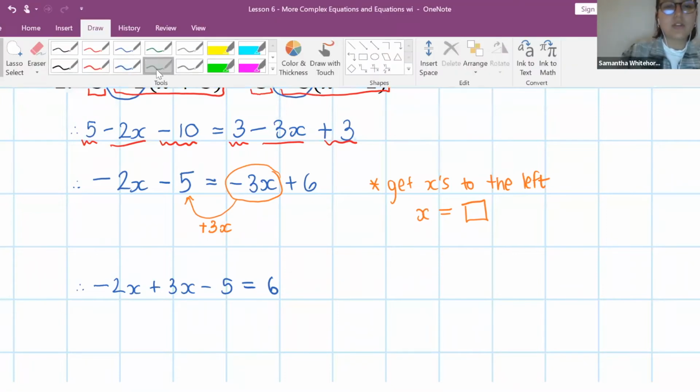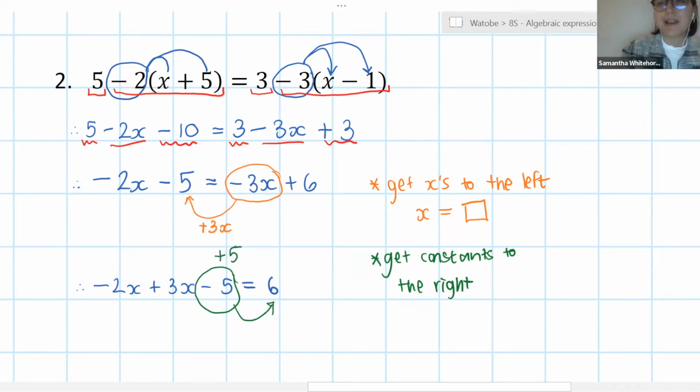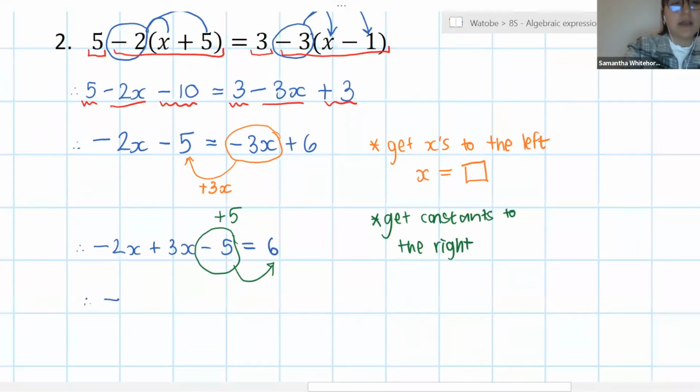But now what I want to do is get my constants, so the numbers that are alone, to the right-hand side. Because if my x is on the left, I want everything else to be on the right. So that now means that this negative 5 needs to move. And the only way for me to do that is to do my inverse operations, so to plus 5 on both sides. That is going to result in a minus 2x plus 3x is equal to 6 plus 5.